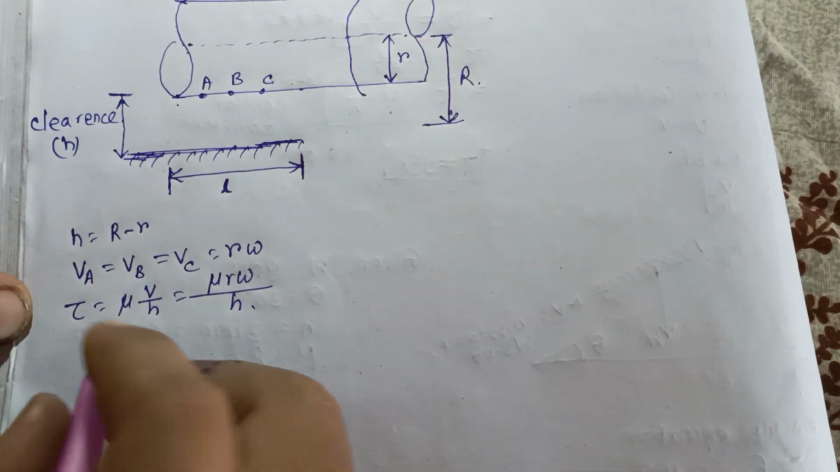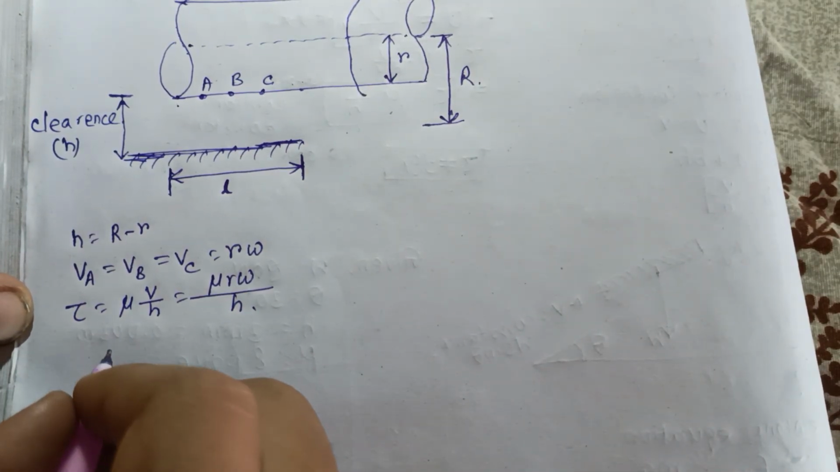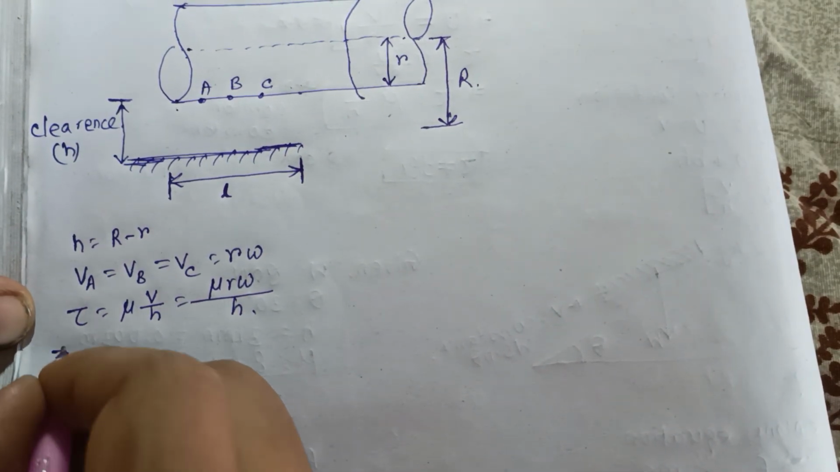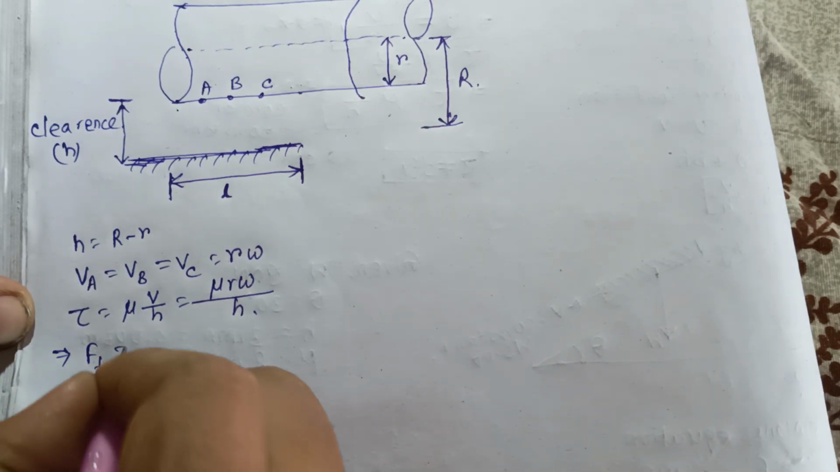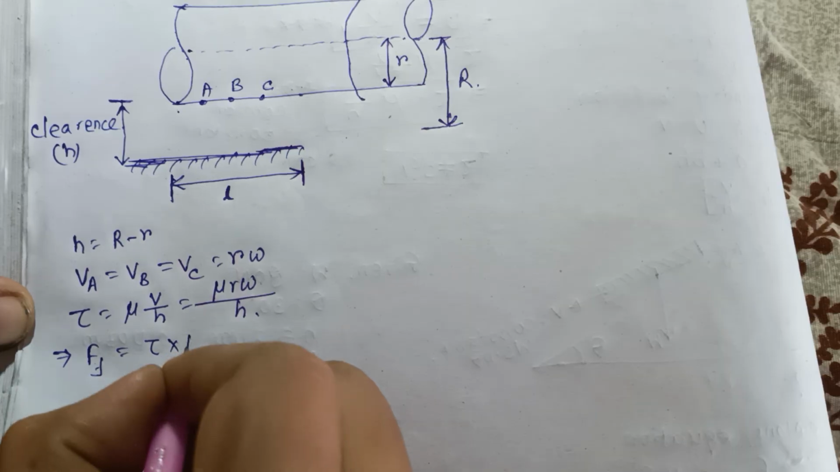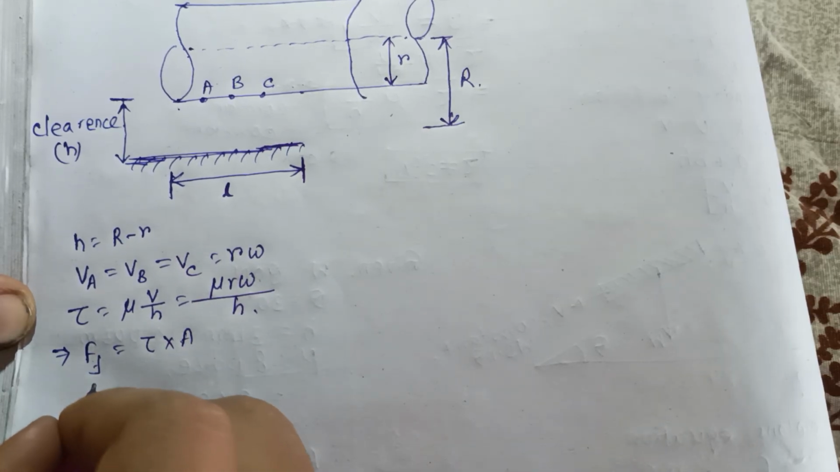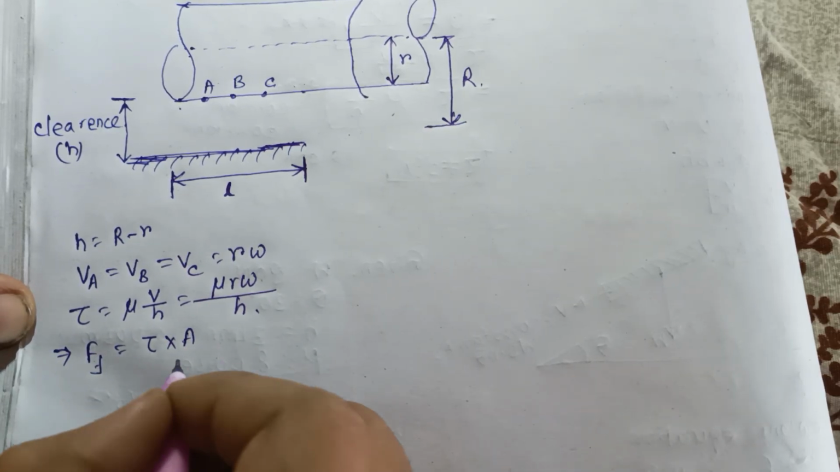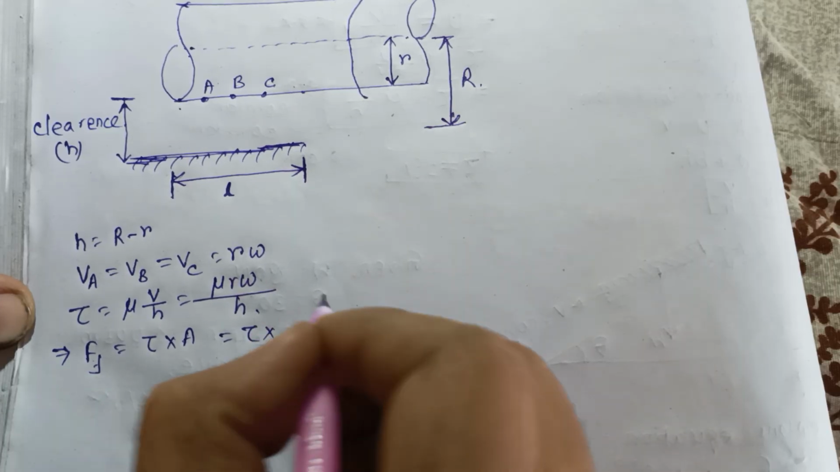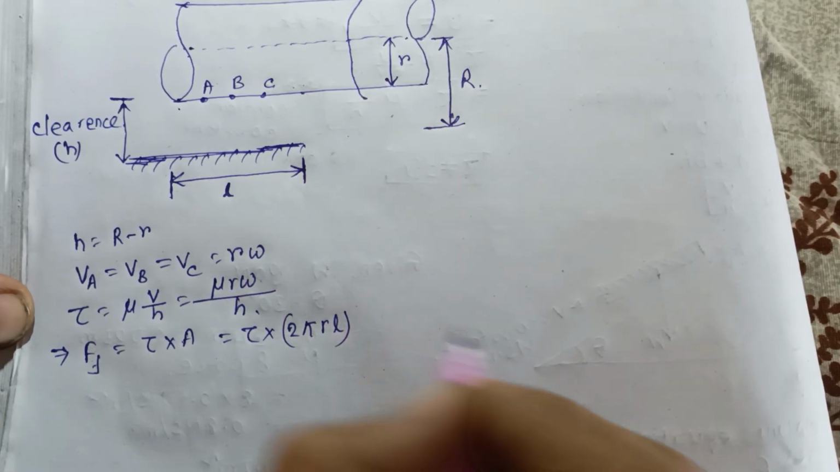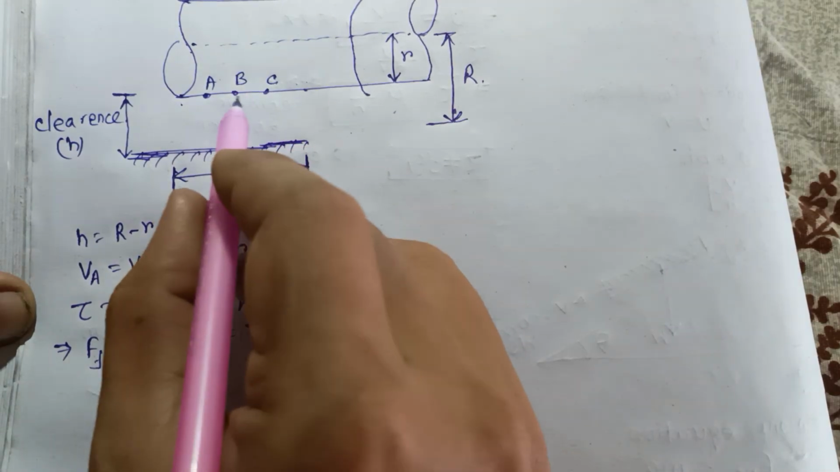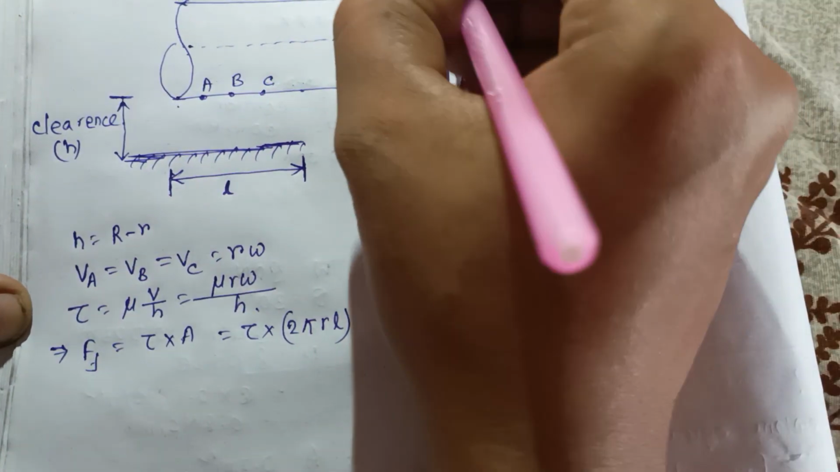Now if tau is given, how to calculate the force F? That is equal to tau into area. What will be the area? It is 2 pi r L. This will be the peripheral area of the shaft. This is the shaft here.